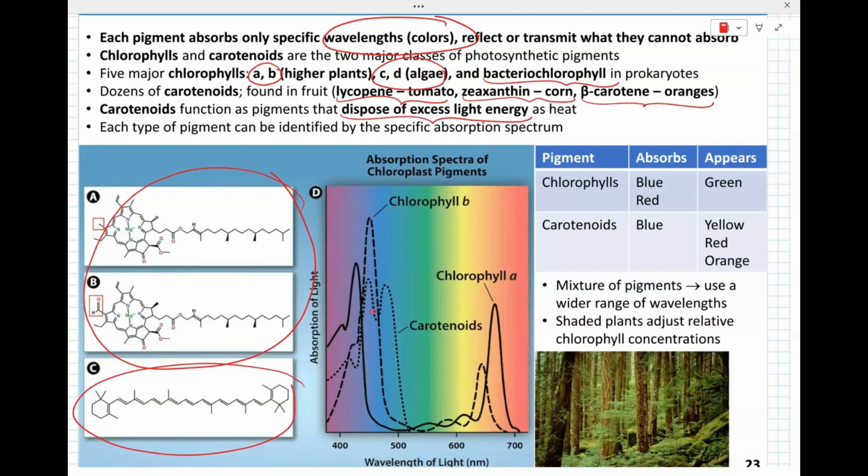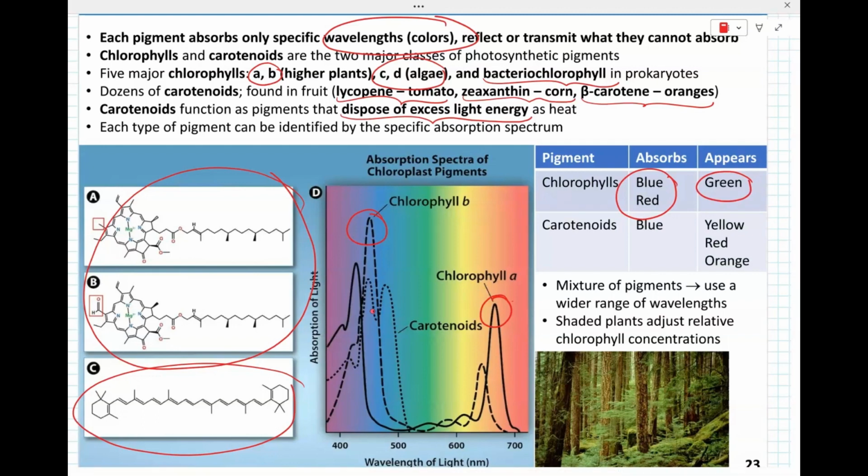If you take a look at the absorption spectrum of chlorophyll A, shown here as the solid line, or chlorophyll B, shown here as the dashed line, you can see that they absorb mostly in blue and red regions, which explains why chlorophylls are green. This is what gives color to the tree leaves.